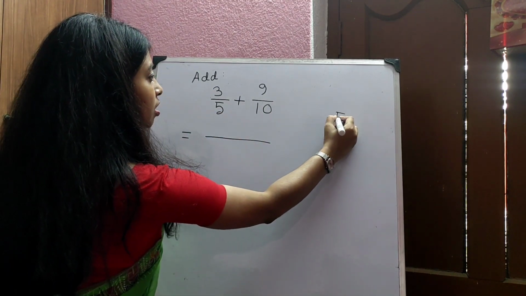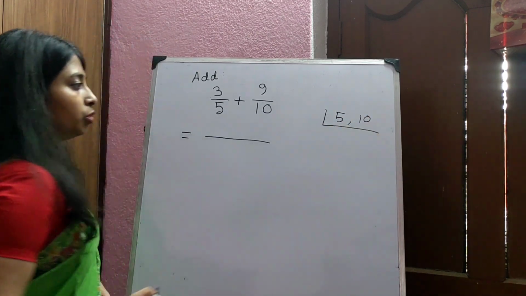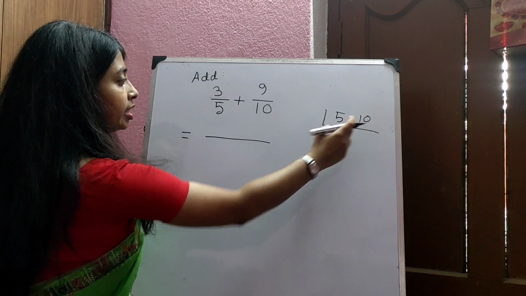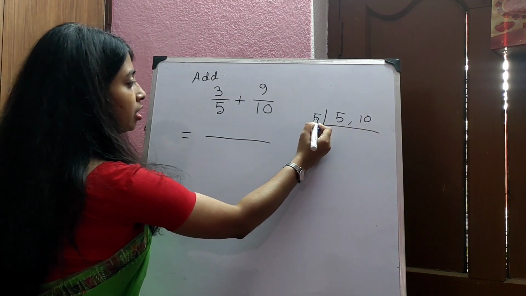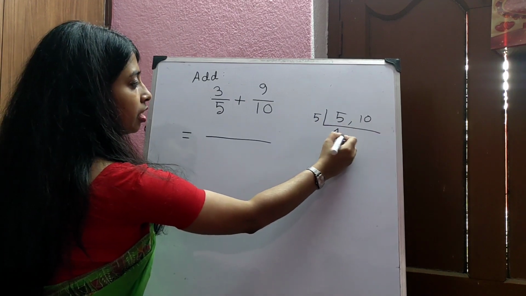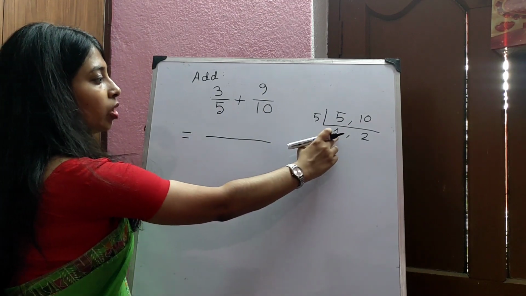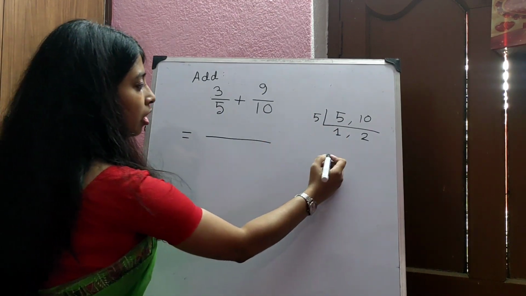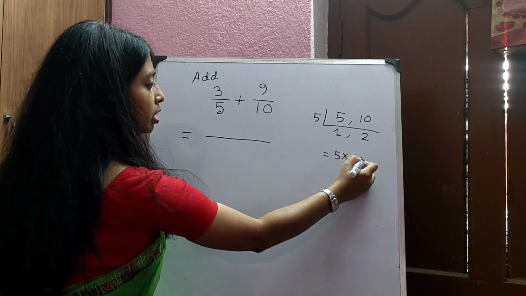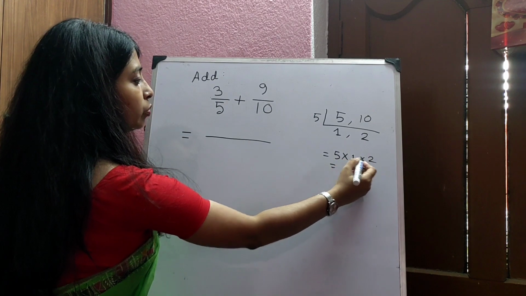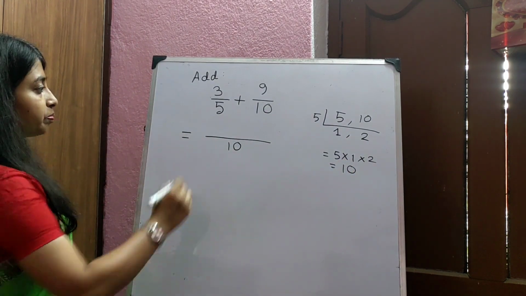So the denominators are 5 and 10. We do LCM of these two. So 5 and 10 both can be divided by 5. So we give here 5. Now 5 ones are 5 and 5 twos are 10. There is no number which can divide 1 and 2 again. So our LCM ends here. LCM will be 5 multiplied by 1 multiplied by 2, that is 5 into 1 into 2 is 10. So we will write 10 in the denominator.